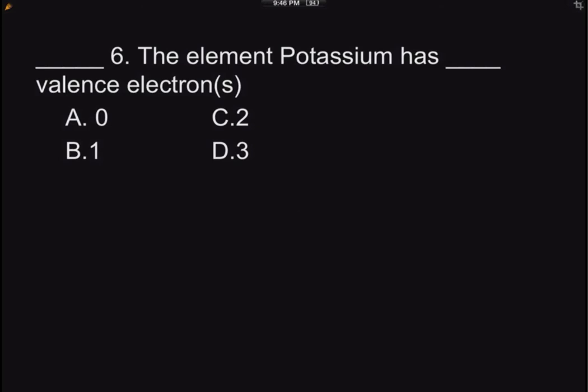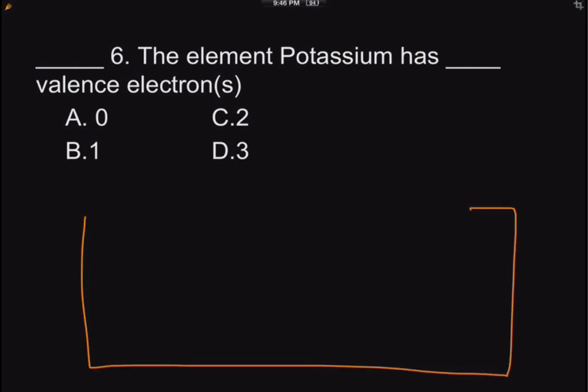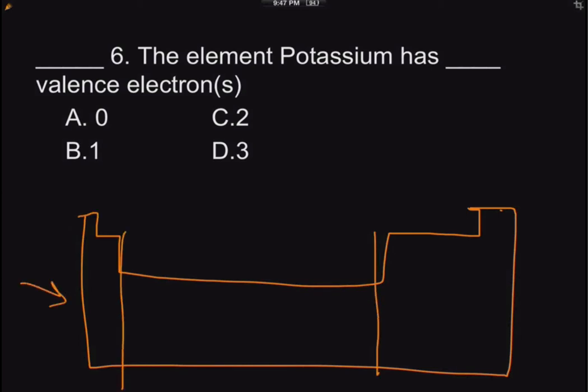The element potassium has how many valence electrons? The number of valence electrons, you can either write out the configuration and then take a look at the highest energy level, or if your element is in one of what's called the representative groups, which when you're looking at the periodic table, it looks something like this. The elements here and the elements from here over are called the representative elements. And they have column numbers 1, 2, and then 13 through 18 at the end. All the elements in group 1 have one valence electron. Potassium is in that group. So it's going to be choice B here.